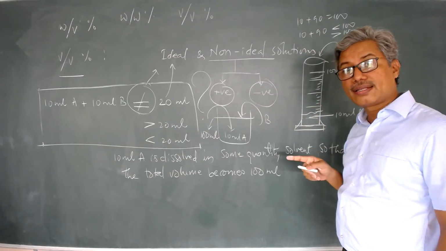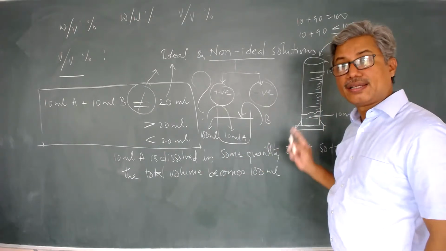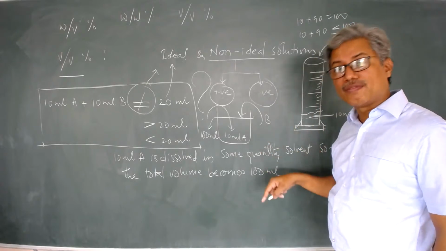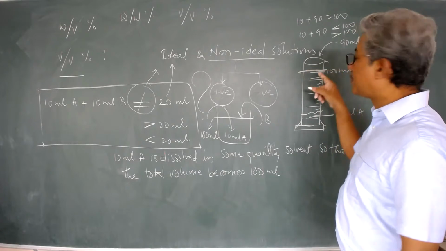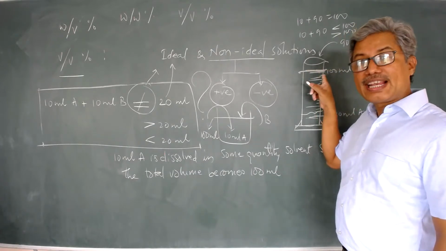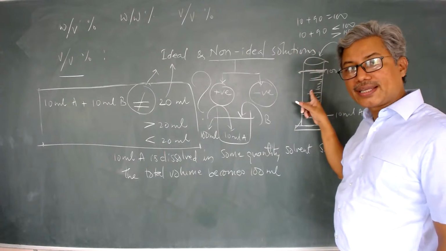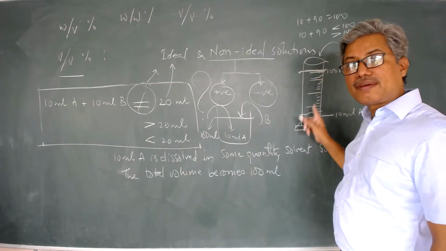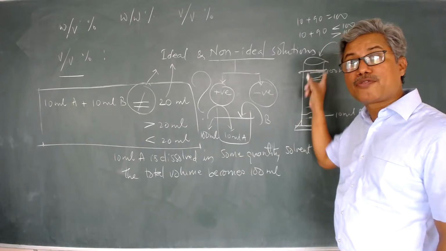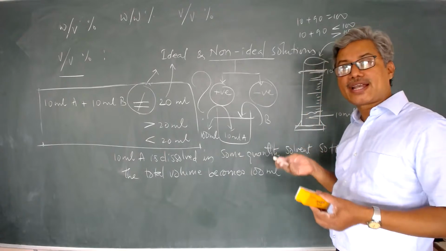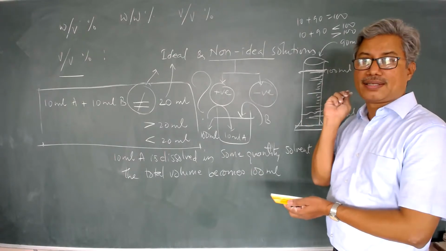So what do we have to do then? You take 10 ml of A, or any ml of A, then to that you have to add solvent which makes the total volume become 100 ml. It means that if the solution is becoming non-ideal, making the sum of the volumes equal to 100 doesn't mean that you have added 90 ml of B. Is it clear? You might have added more than 90 ml or less than 90 ml, but the total volume will be 100 ml. Is it clear, students?